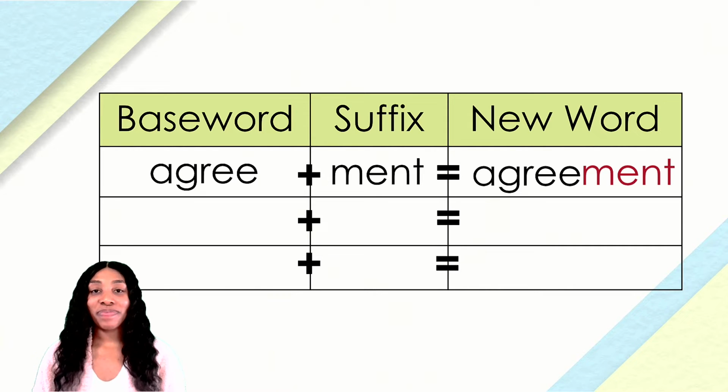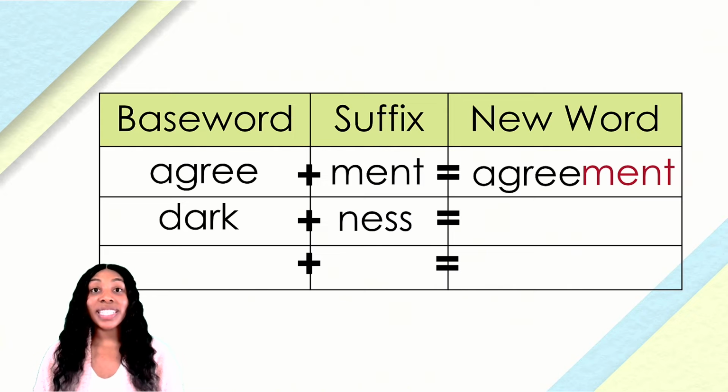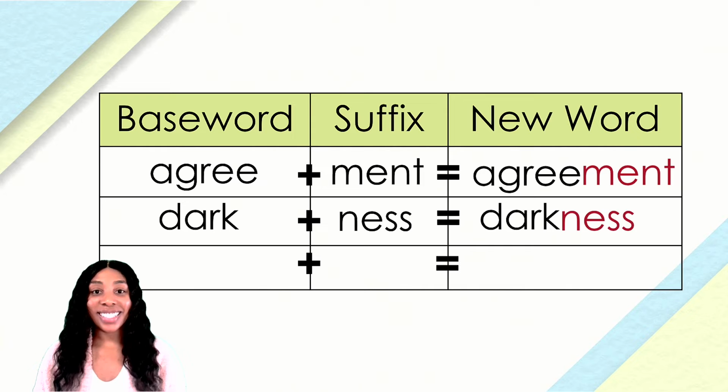Let's try another word. Our base word is dark. The suffix is ness. When we put the suffix ness with the base word dark, what new word do we have? Darkness. How does the suffix ness change the meaning of the word dark? Darkness is a state of being dark. Go ahead and write down the word darkness on your paper.